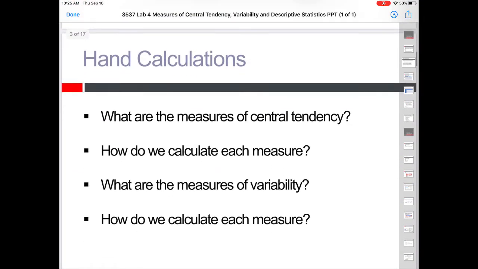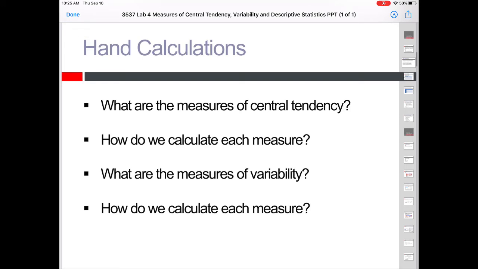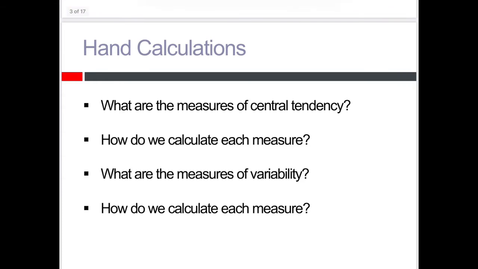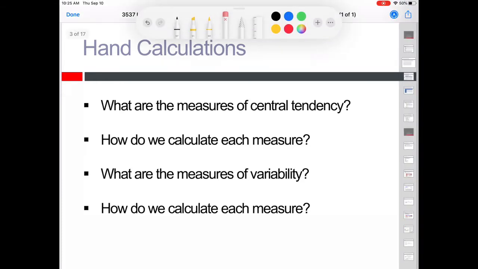So, just as a little bit of review for our measures of central tendency, what are those three measures of central tendency? You can go ahead and pause the video if you want to kind of test yourself on those. So our measures of central tendency are our mean, median, and mode.